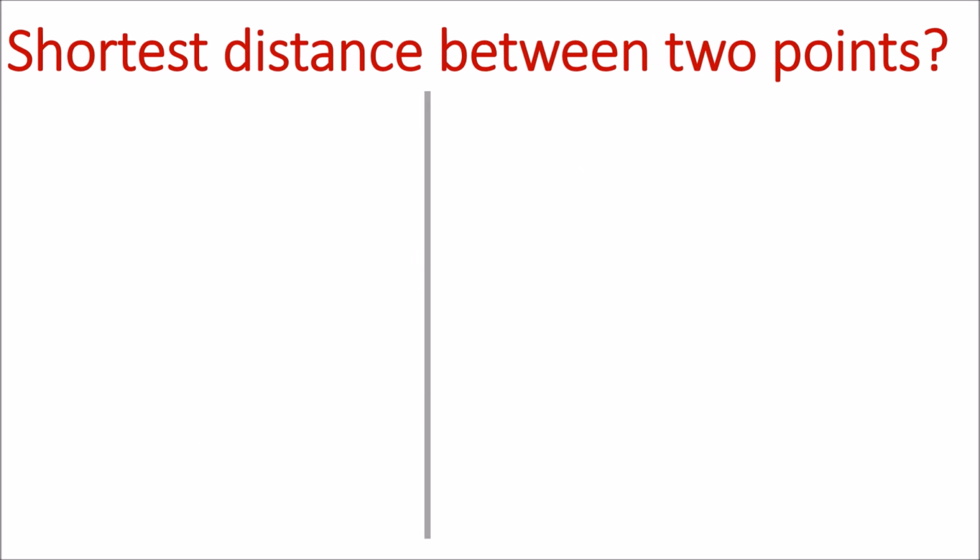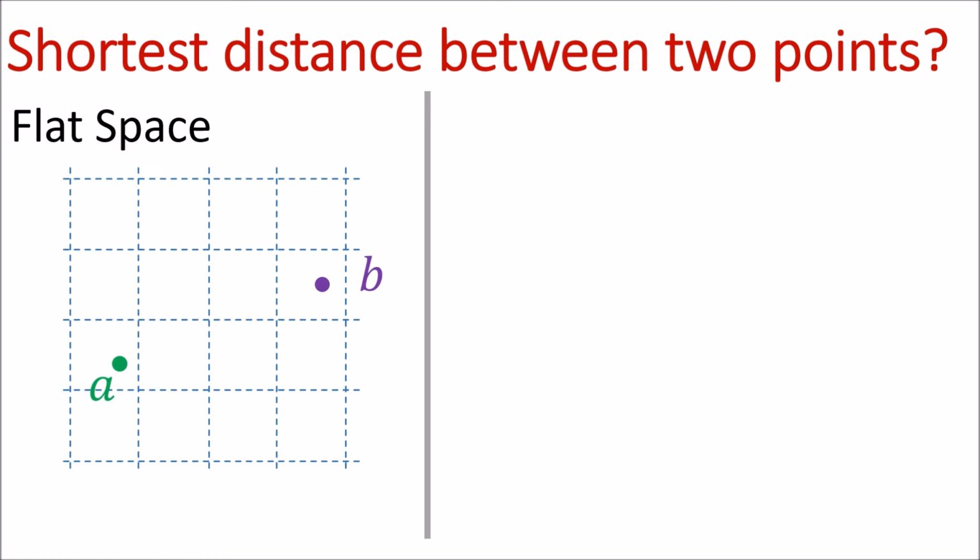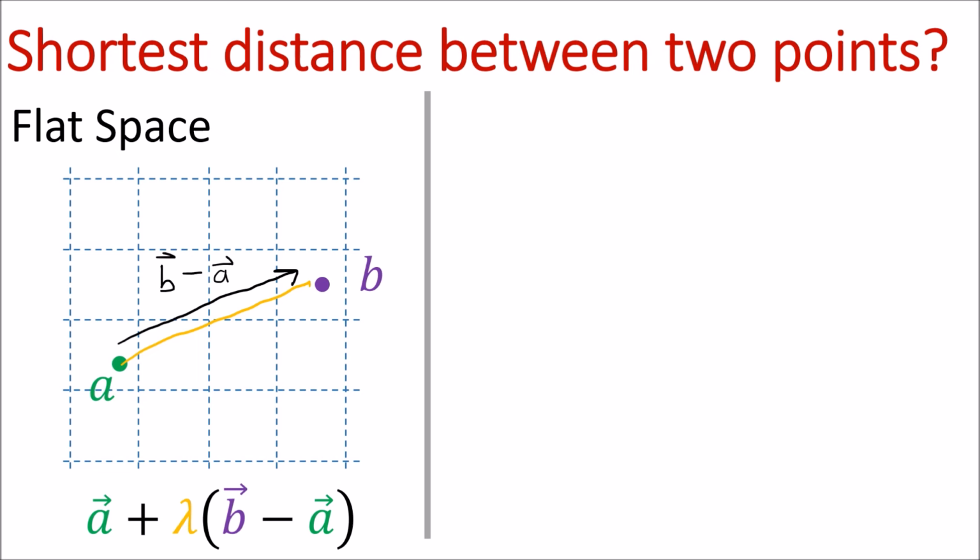So, geodesics are basically the answer to the question of finding the shortest distance between two points. In flat space, this is pretty easy. The shortest distance between two points A and B is just a straight line. And the formula for this straight line is also pretty easy to get. We just take A as the starting point and add a vector pointing from A to B, scaled by some time parameter lambda. And by choosing different values of lambda, we can get any point on this line.